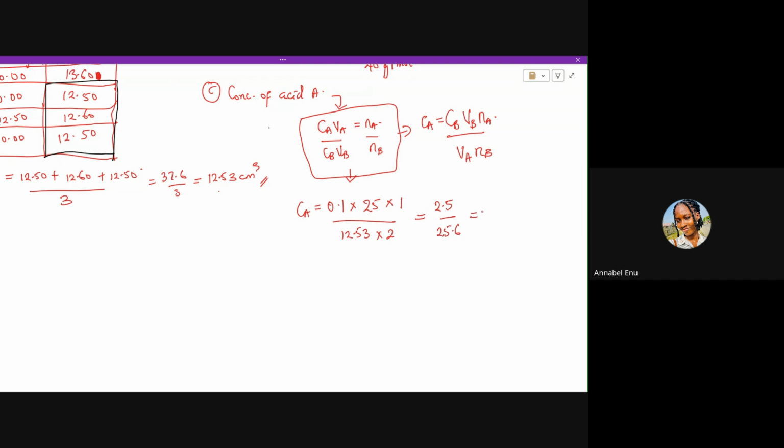This will be equal to 0.09. Okay, this is going to be in mole per dm cube. Now, this is it.